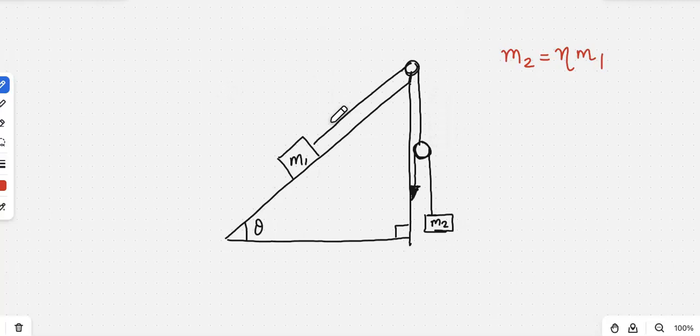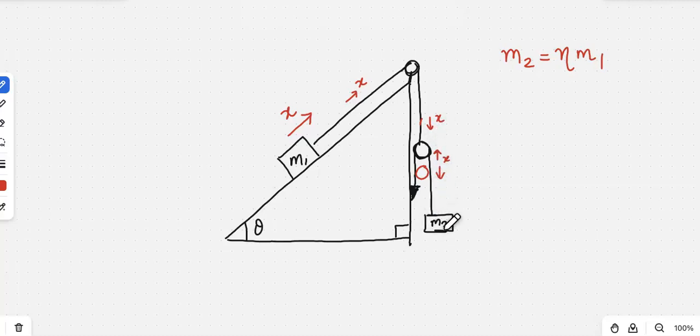Let's do this question. Suppose this pulley over here goes down by x amount. If this pulley has gone down by x amount, this string will go down by x amount, and as a result this string will also go up by x amount. So the mass m1 will go up along the plane by x amount.